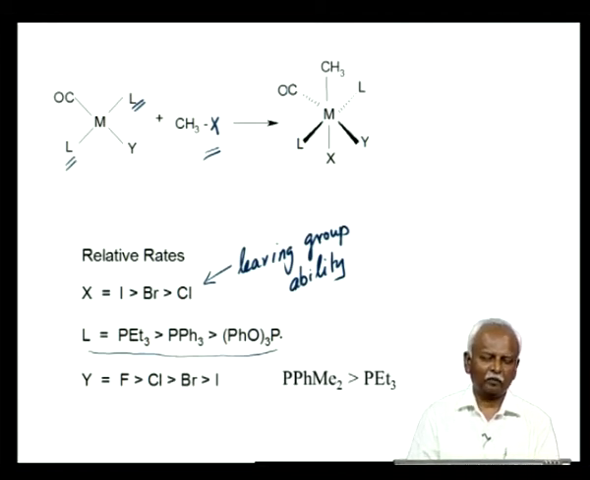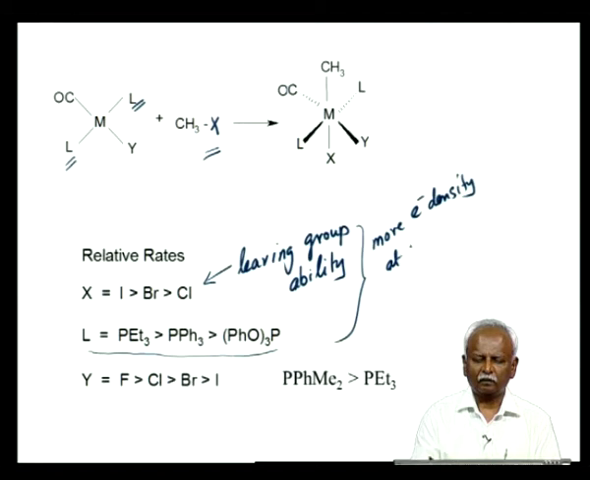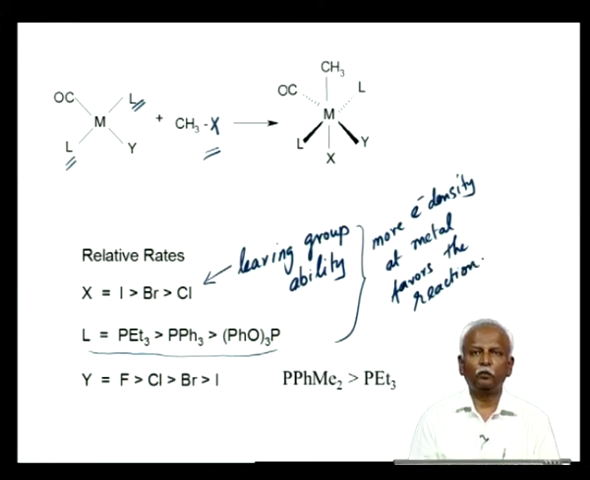So, these two factors suggest that more electron density at the metal favors the reaction. So, this is clearly supporting the fact that we have in fact a nucleophilic attack, where electron density on the metal does a nucleophilic attack on the methyl group, and the X leaves as X minus.